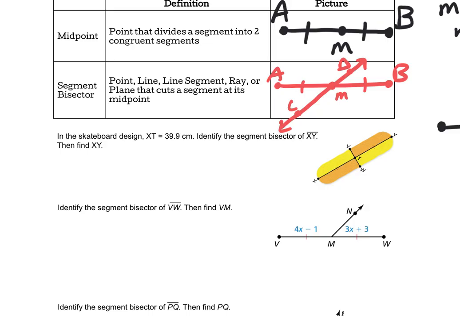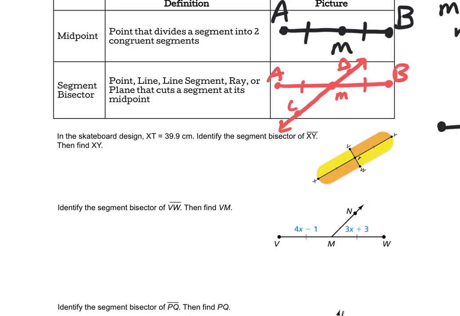So it could be a point, a line, a segment, a ray, a plane, something that cuts that segment in half. But the key here, once again, in order to know that it's cutting it in half, is I got to know that these two pieces are the same length or congruent to one another. How they're cut or what cuts them doesn't really matter. The fact that they are the equal distance, that's the most important thing.